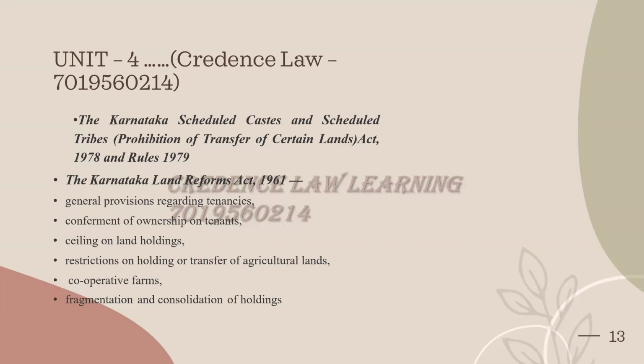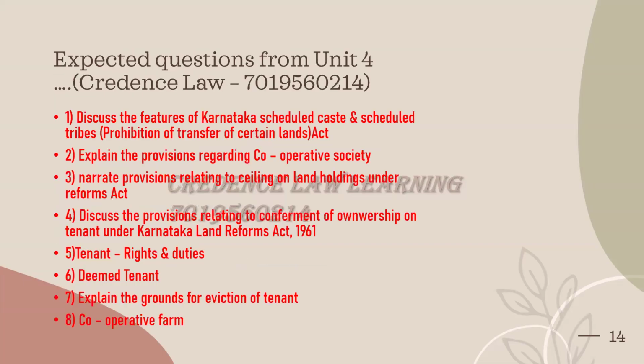Then in the fourth unit itself, we are going to concentrate on one more act, that is the Karnataka Land Reforms Act of 1961. It in total consists of 142 sections divided into 11 chapters. This act was enacted to bring uniform law in the state of Karnataka relating to conferment of ownership and tenancy ceiling on land holdings. Now, the important questions from the fourth unit.